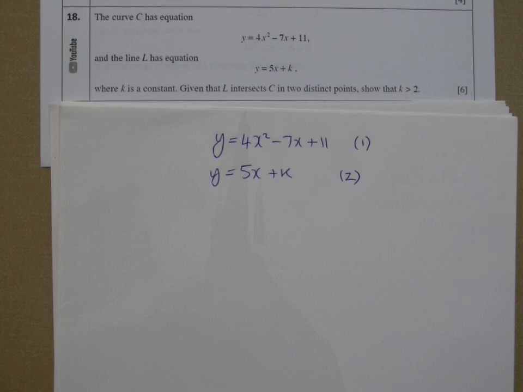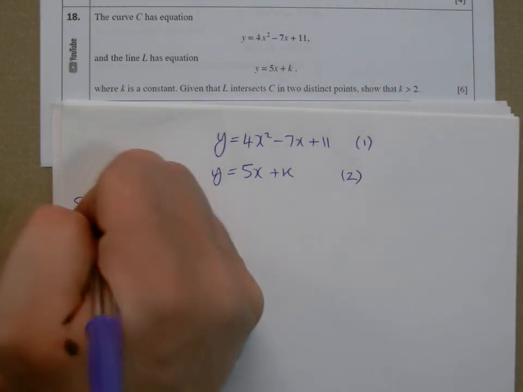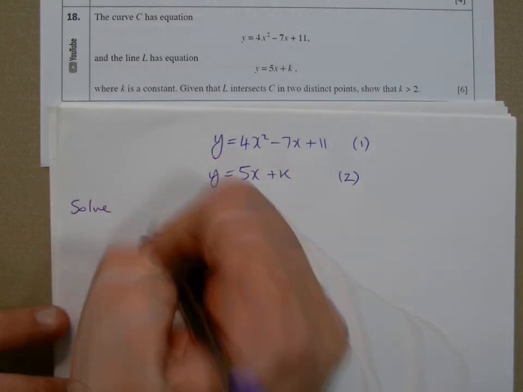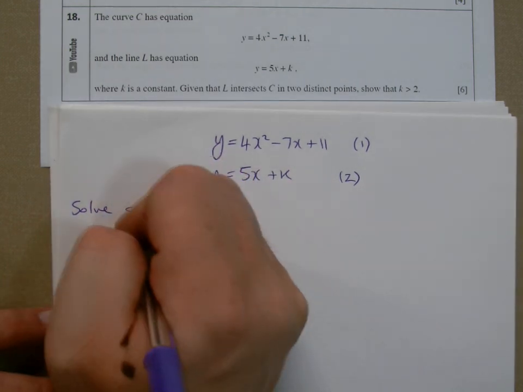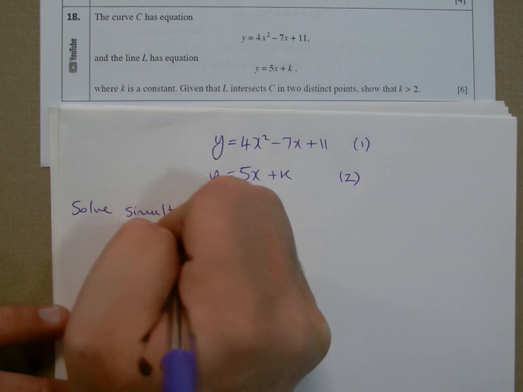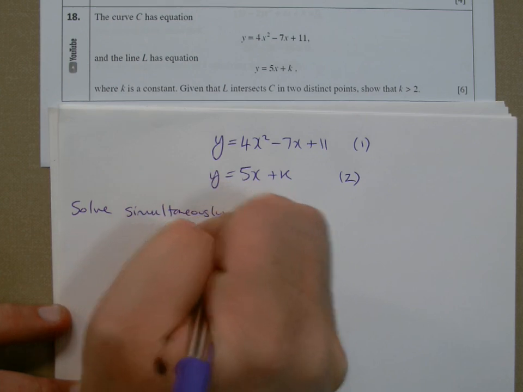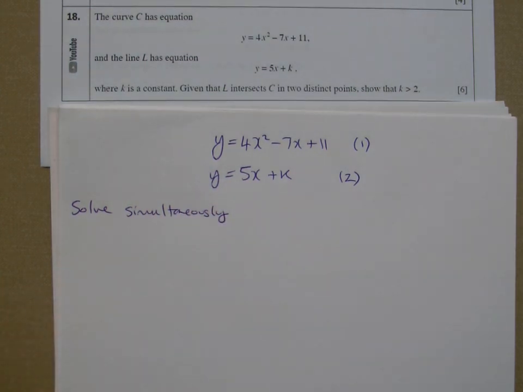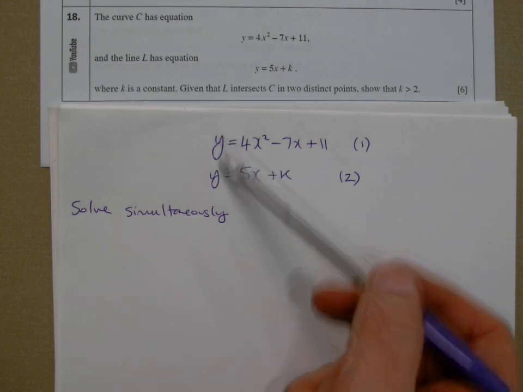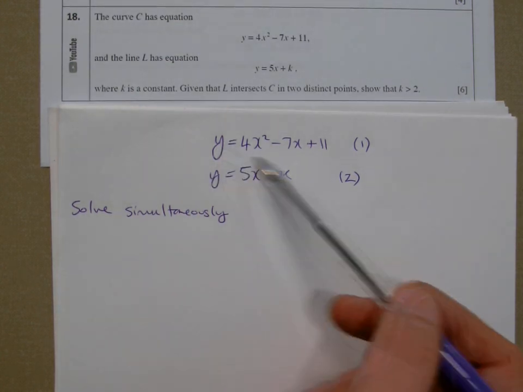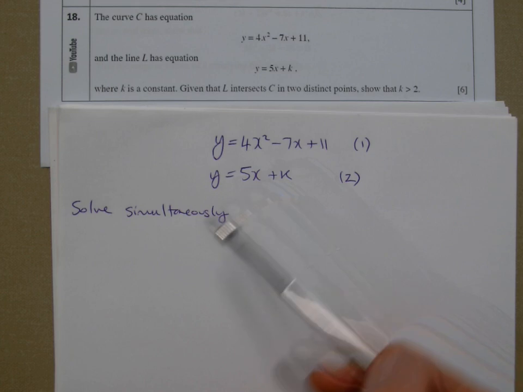Of course, when we've got a curve and a line intersecting, we can solve them simultaneously, can't we? To find the points of intersection. So if we solve this simultaneously, clearly when they intersect, the x values will be the same, the y values will be the same. And if the y values are the same, then these will be identical, won't they, at that particular point.